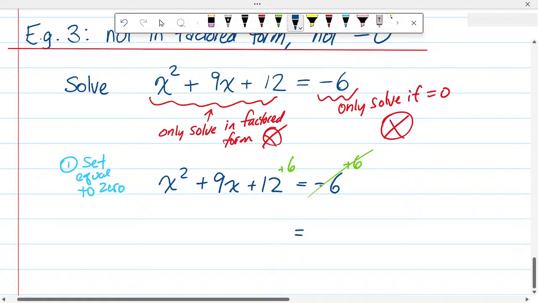What's on the right side now? What's -6 plus 6? 0. What's on the left side now? Did the x squared change? Is it 6x squared now? No, of course not. It's just x squared. Did 9x change? No, those aren't like terms. It's still just 9x. These are like terms. What's the last term now? 18. Great. What are we going to do second? First, we set it equal to 0. What do we have to do now? We have to factor it.